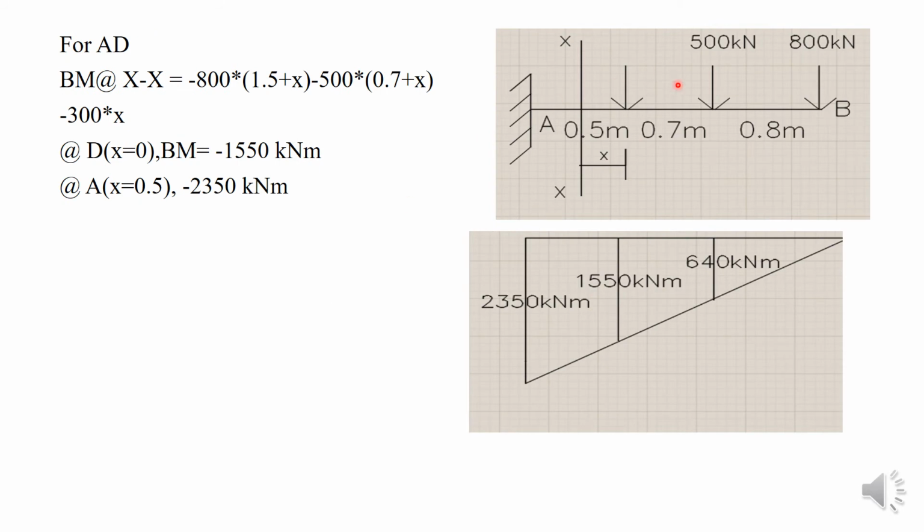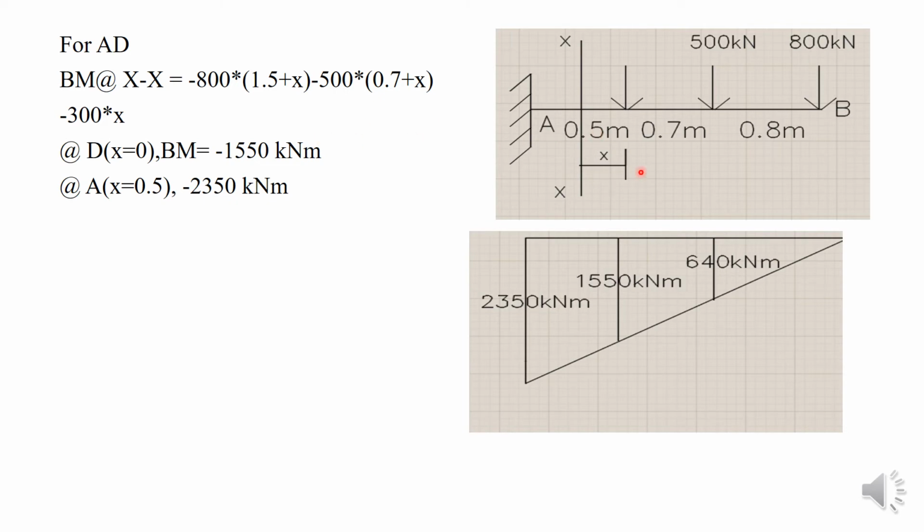Now for the span AD, the variation of bending moment, to get the variation, consider a section line HH which is at a distance HF from the point D, and then take the bending moment about this section line. So here you can see a 300 kilonewton. So 300 into h plus 500 into (0.7 plus h) plus 800 into (0.8 plus 0.7 plus h) will be the bending moment about this section line. And all these bending moments are in clockwise direction, and hence it is negative.